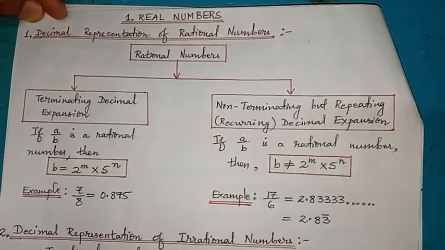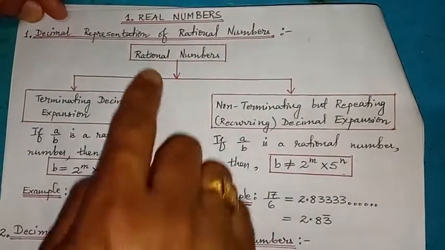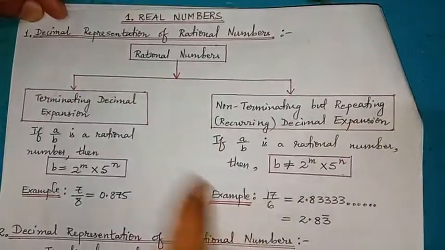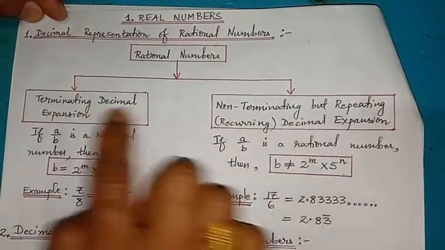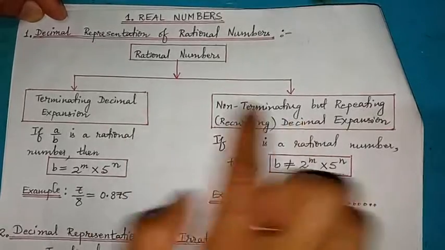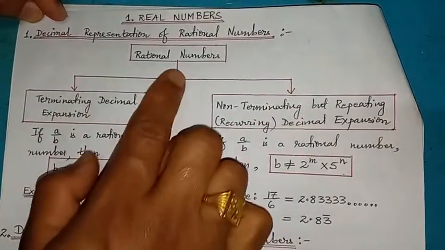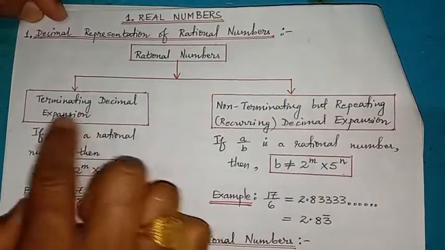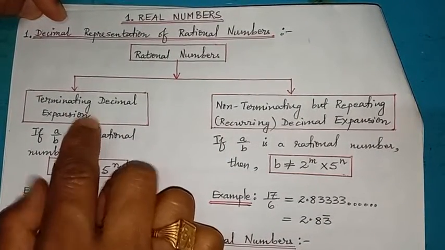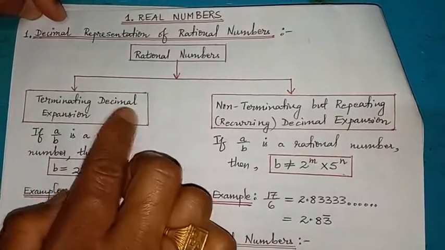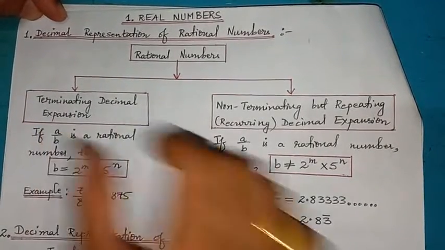So what kind of decimal form do rational numbers have? With the help of this table we can understand that all rational numbers have one of these decimal forms, either one. So rational numbers have two kinds of decimal form. The decimal form of a rational number can be a terminating decimal expansion. Terminating means something which ends. There's a beginning, but there's an end also. The decimal expansion ends after some digits.